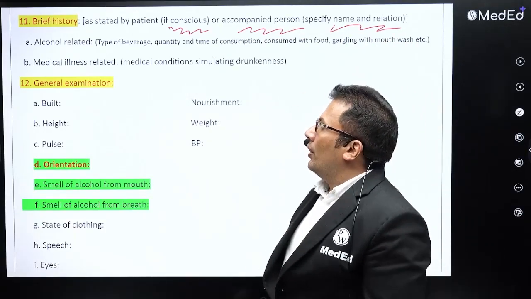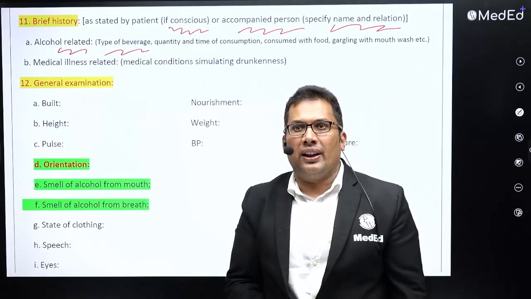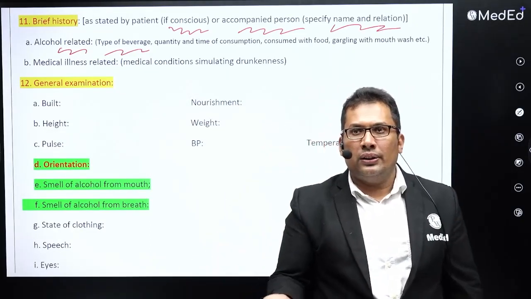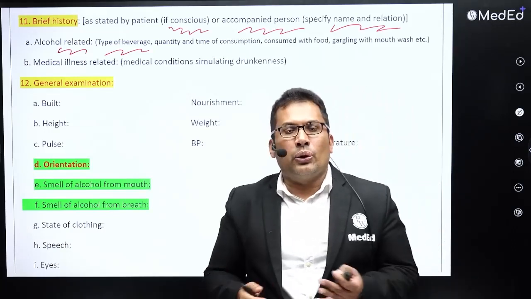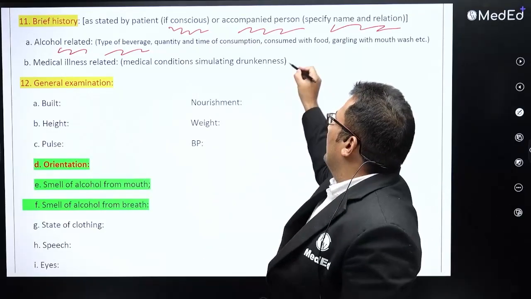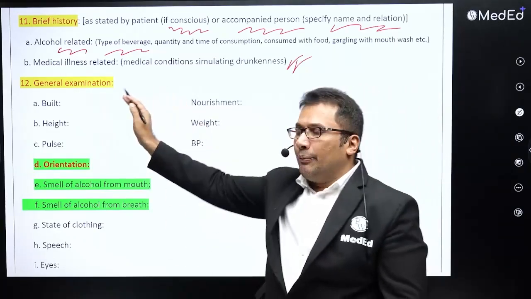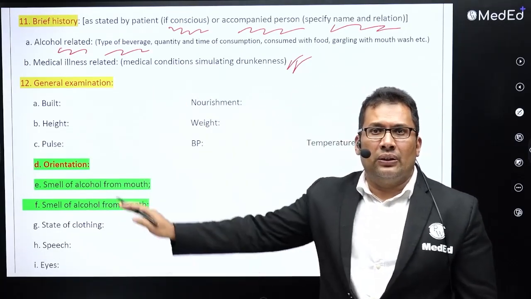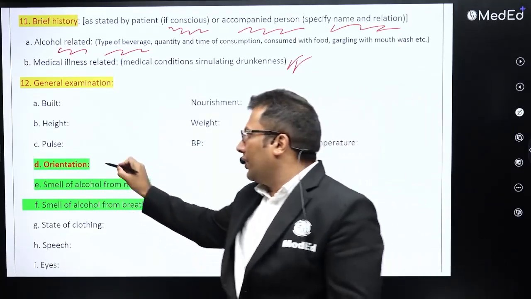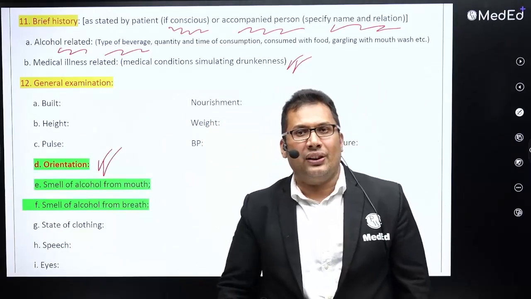So you need to write some points about alcohol: type of beverage, the quantity, the amount taken, time of consumption, consumed with food or not, gargling with mouthwash, etc. Then any medical condition you can mention if it is there. Then the general examination. You can start with the build and nourishment, height, weight, pulse, BP, temperature. Orientation. That is an important point. Whether disoriented to time, place and person.